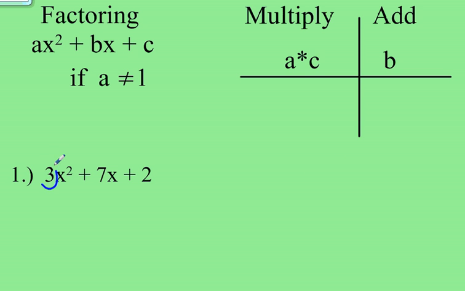Because this trinomial has a coefficient in front of the x squared term, we have to do things slightly differently than when a was equal to 1. We're going to utilize this chart over here at the right to help us solve this type of problem. Our first step is to multiply our a term and our c term together. So 3 times 2 equals 6. I'm going to put that up top.